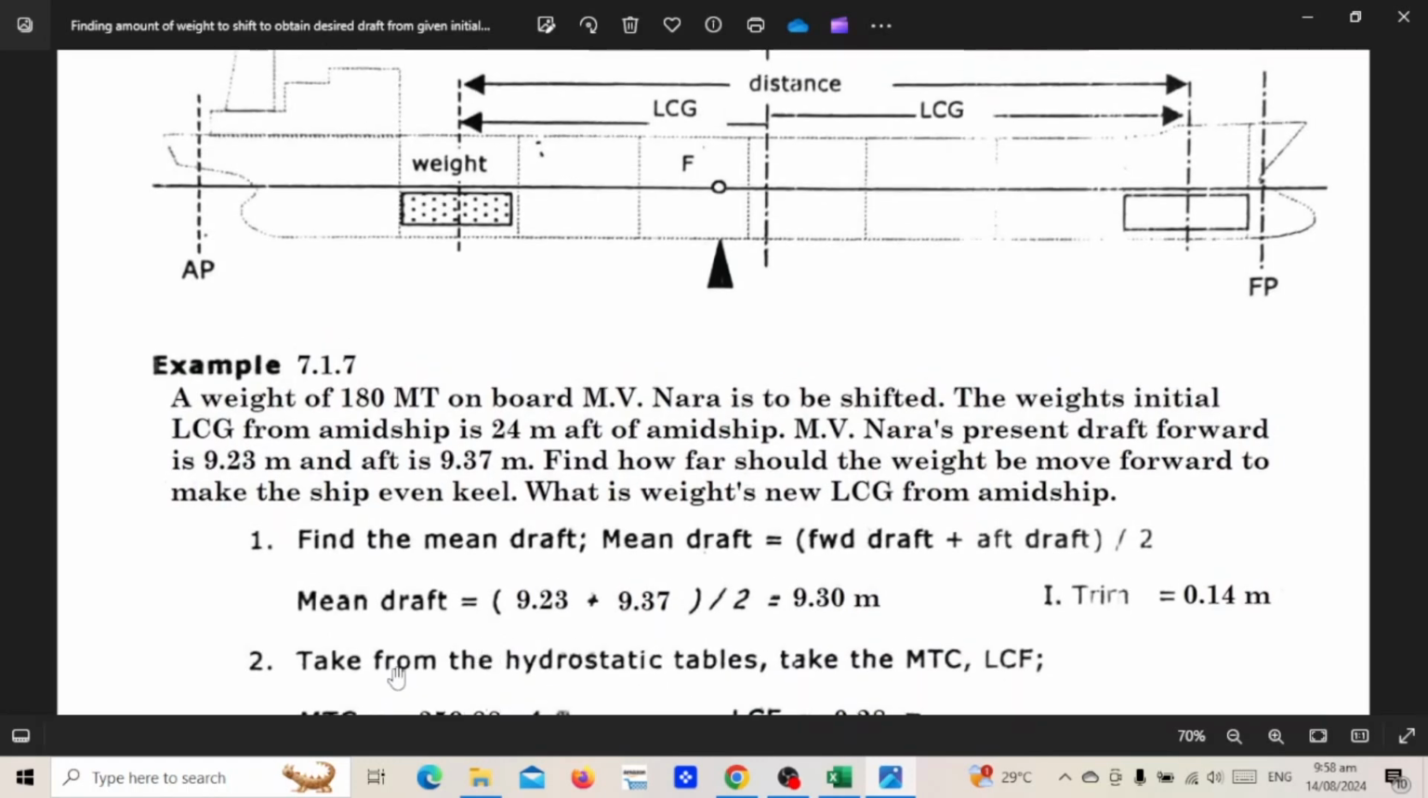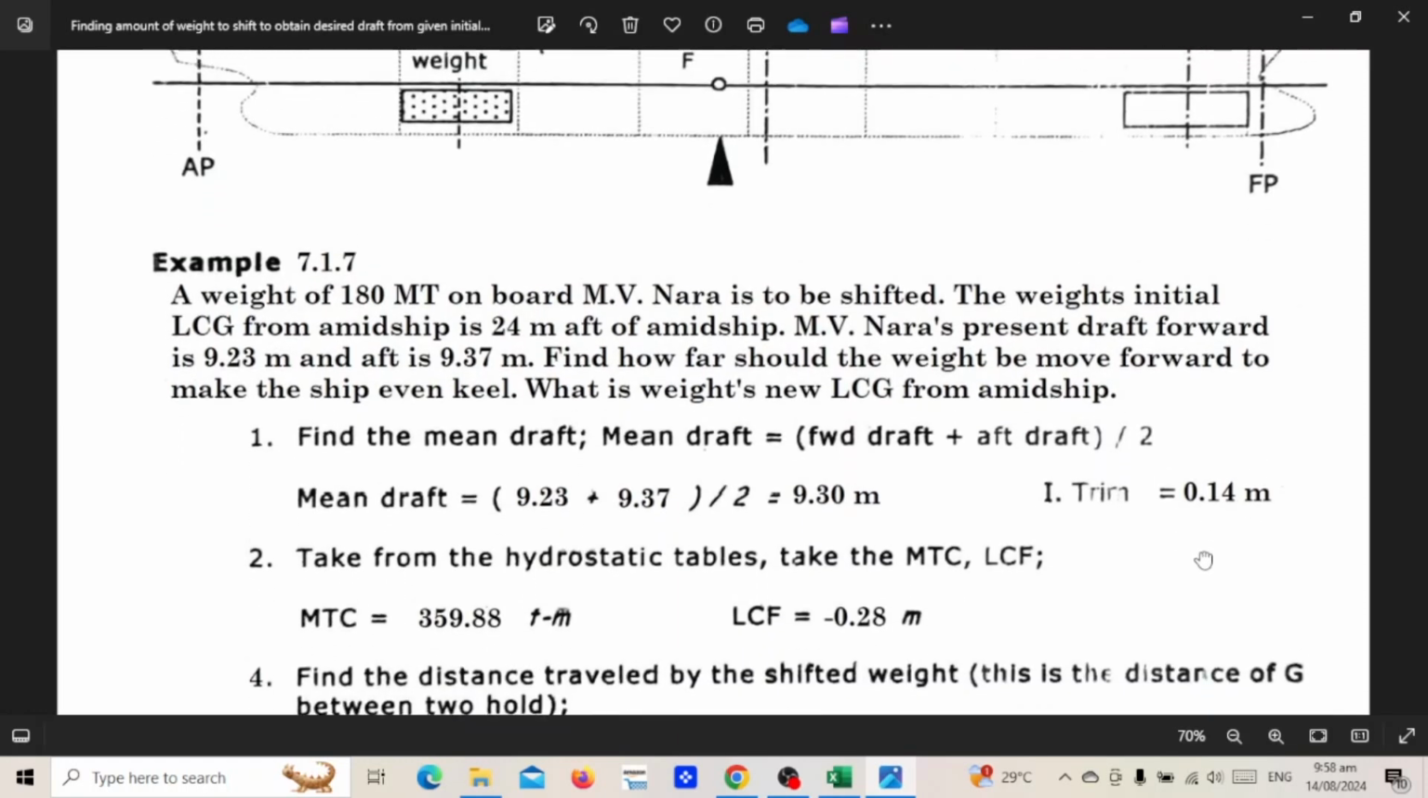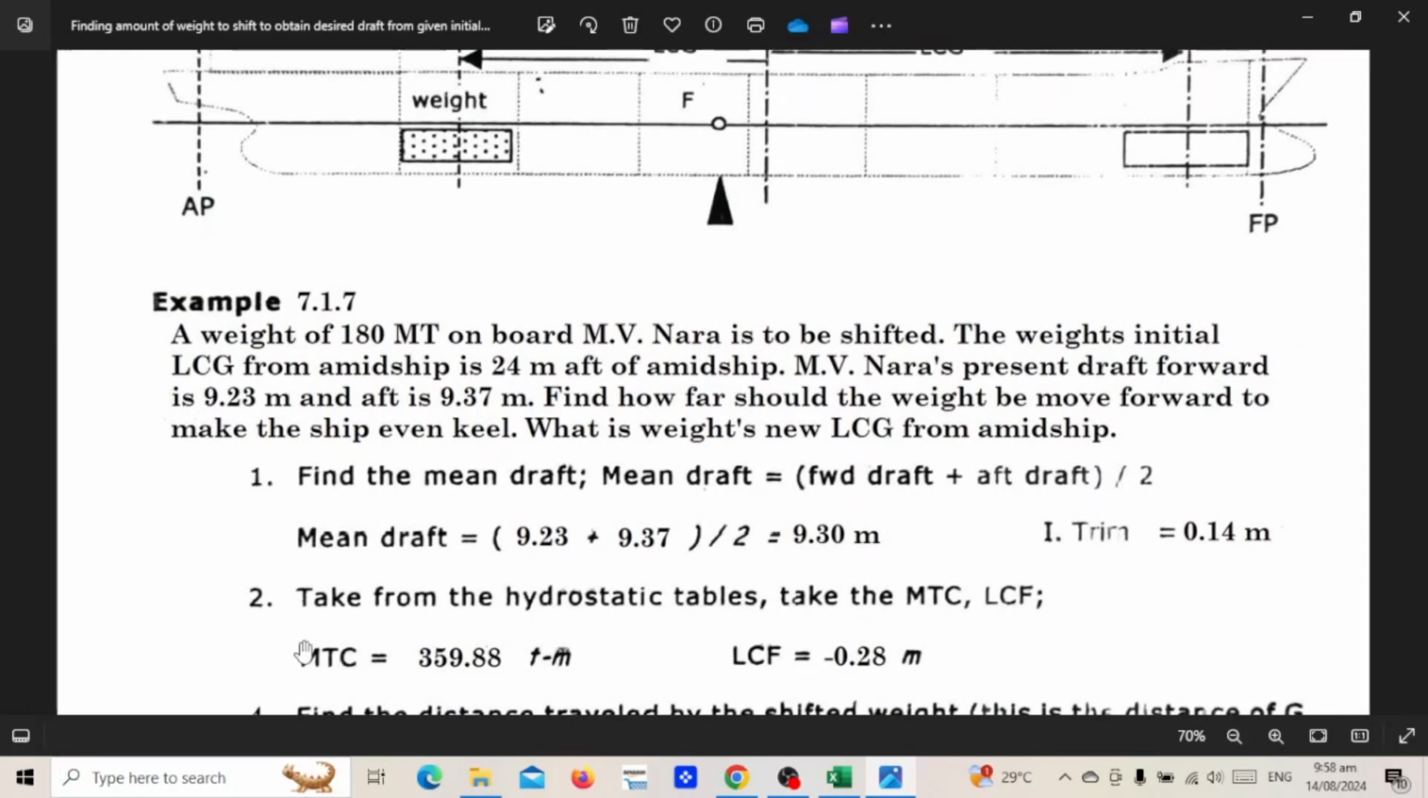So in number 1, we already got the mean drop of 9.30 and trim is 0.14. We go to number 2. Take from the hydrostatic tables, you get the value of MTC and LCF. Again guys, when you say take from the hydrostatic tables, it means the mean drop. So your mean drop is 9.30. So we'll take from here, we will get the value of MTC and LCF from our mean drop of 9.30.